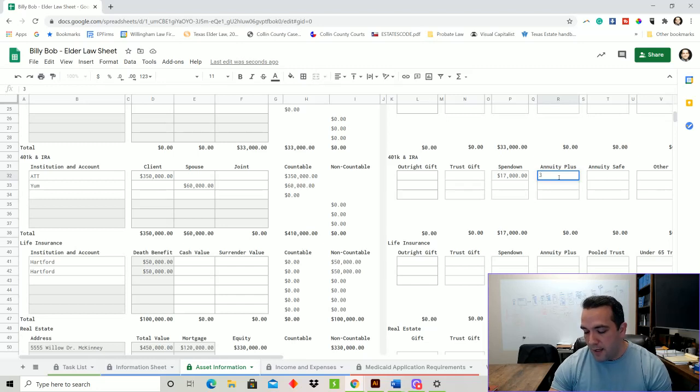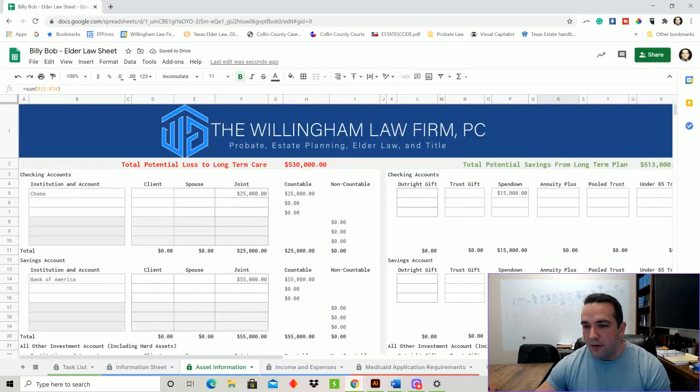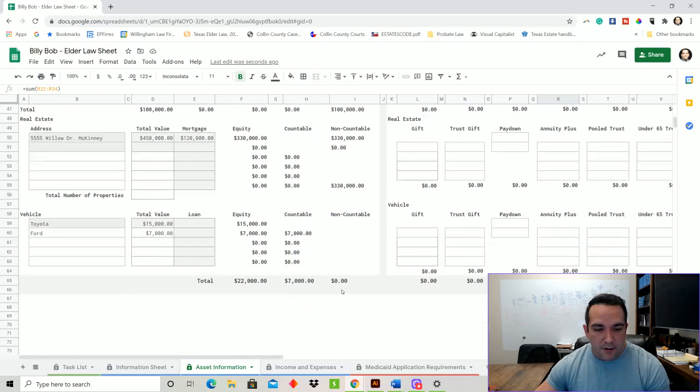Let me do my math in my head. We've got $333,000, and we're going to take her $60,000, and we can take all of that and shelter it. So we're going to take almost $400,000. And in our plan here, we also need to handle this Ford. You can only have one car.